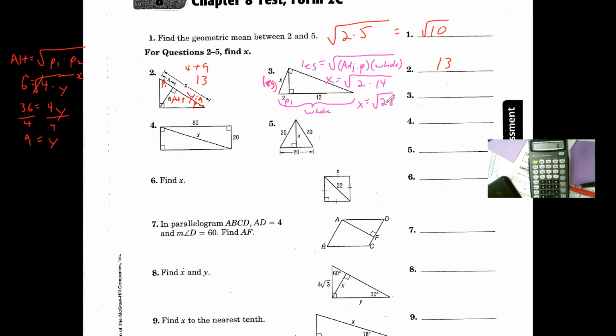Square root of 28. Can I simplify that? Let's see. 4 goes into 28, right? So that's 4 times 7. Square root of 4 is 2. This is 2 radical 7.